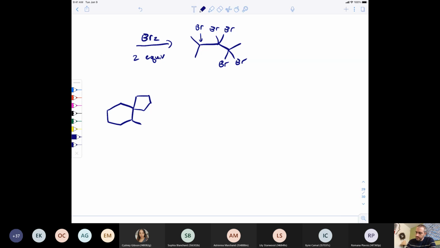Let's do this one. It's going to have an iodine here, and we're going to do ethanol, and we're going to do heat. So we have a secondary alkyl halide, ethanol, and heat. This all suggests E1. And what's going to happen is you're going to lose iodide. You have a cation here, which is secondary. Secondaries can rearrange.